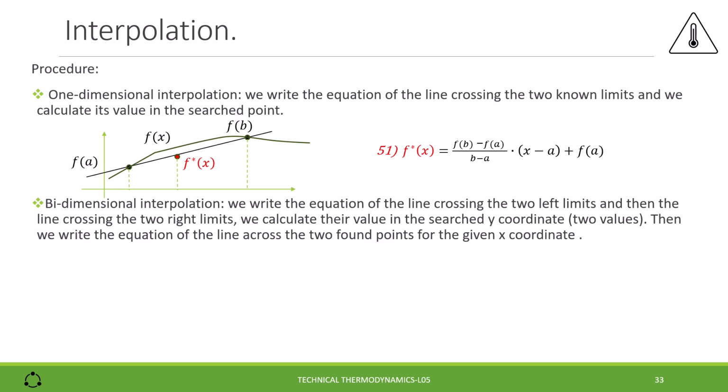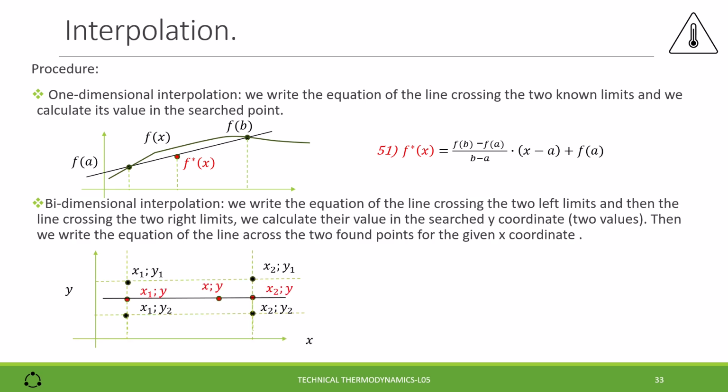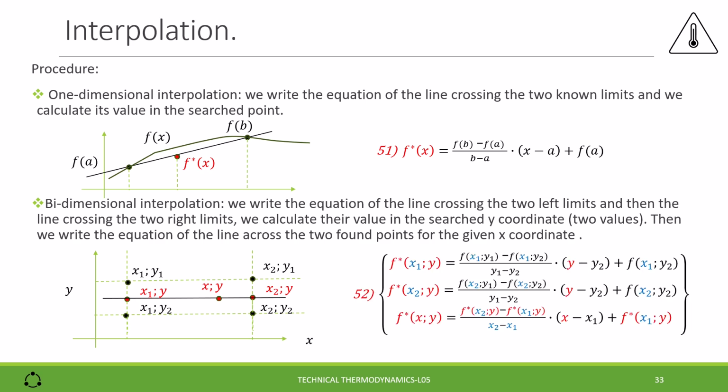For the bidimensional interpolation, we write the equation of the line crossing the two left limits and then the line crossing the two right limits. We calculate their value in the searched coordinate. There are two values, and then we write the equation of the line across the two found points for the given x coordinate. And those are the corresponding formulas.